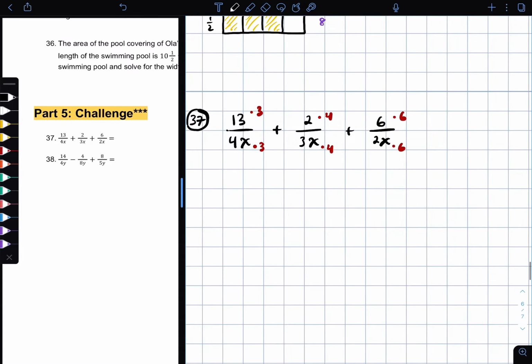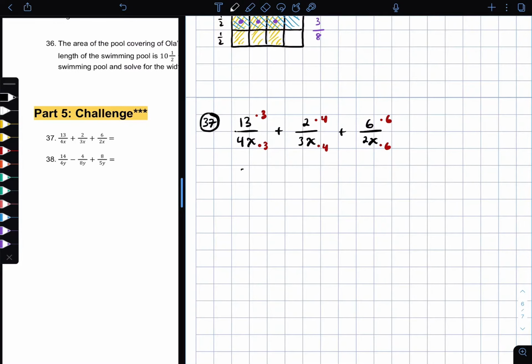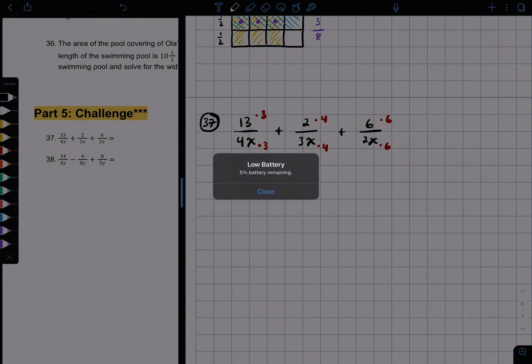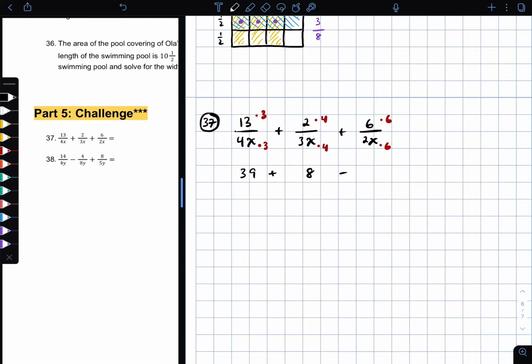If we were to go ahead and do that, 13 times 3 is going to be 39. And 2 times 4 is going to be 8, and then 6 times 6 is going to be 36. All of those are going to be added together in the numerator, and on the bottom they're all going to be over 12x because that's going to be the common denominator here. Taking a look at the top, we have 39 plus 8, that's going to be 47. And then 47 plus the 36 should equal 83. So this whole thing should just equal 83 over 12x.